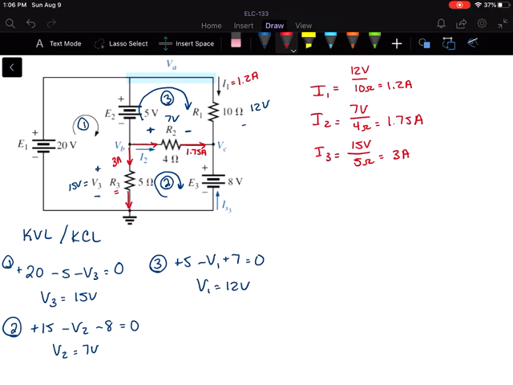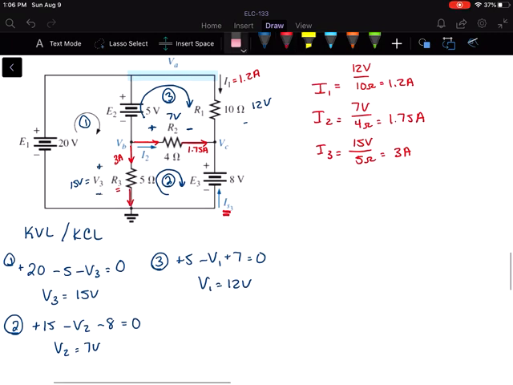Now that gives us the currents through our resistors, but we still don't have the currents through our sources, I sub s. So how do we find those? Well, we need to use Kirchhoff's current law here. So I'm going to start, and it doesn't matter where you start now that we have a few of our currents. You want to find where you only have one unknown.